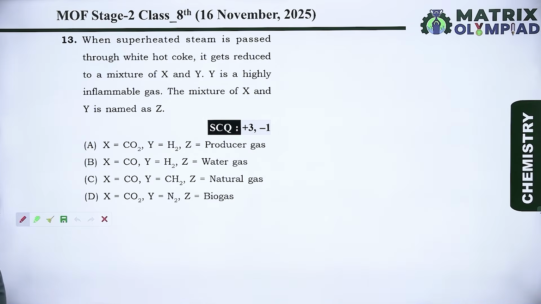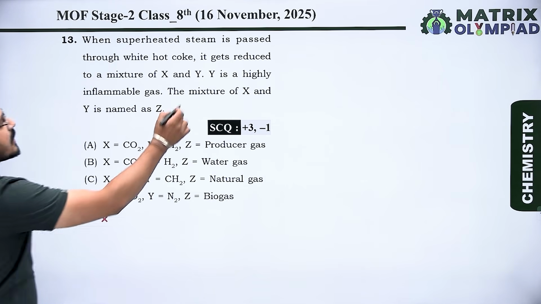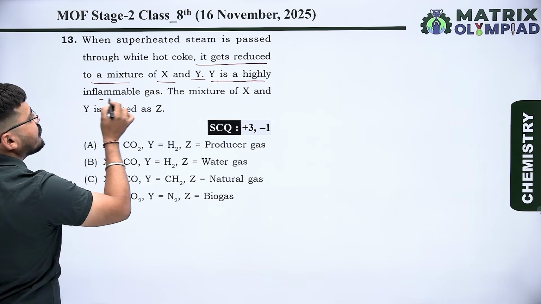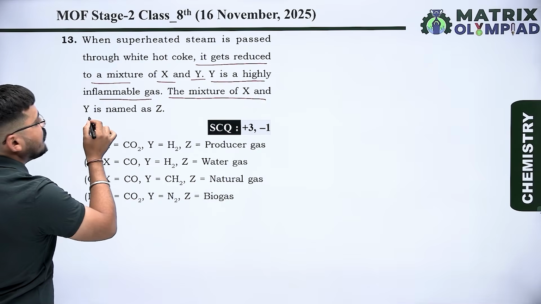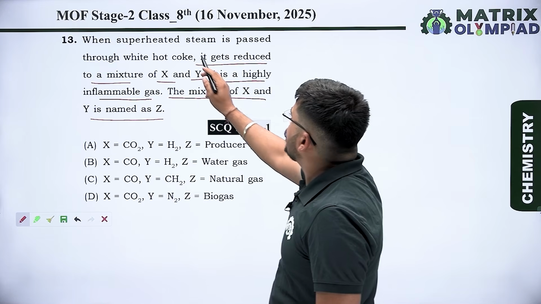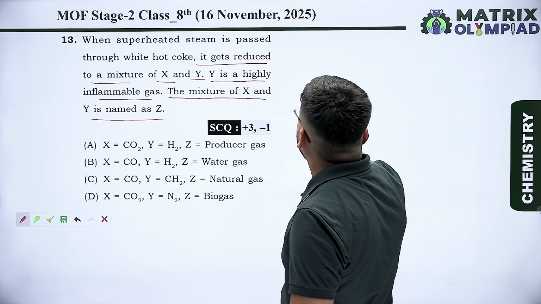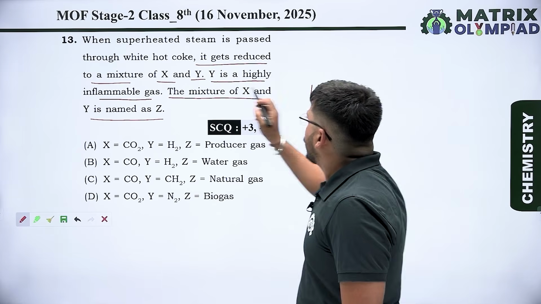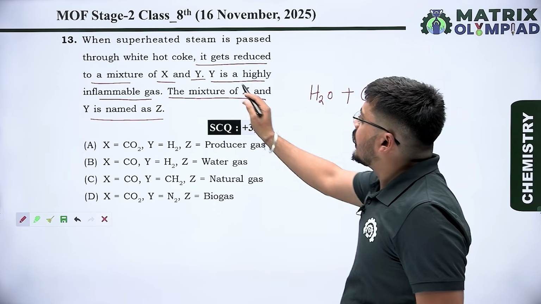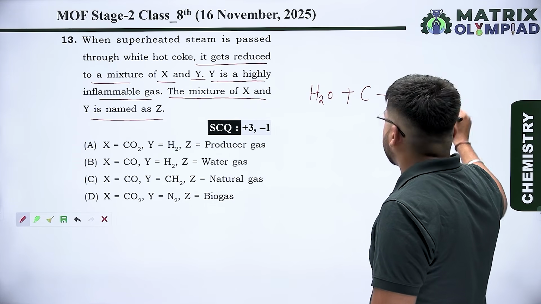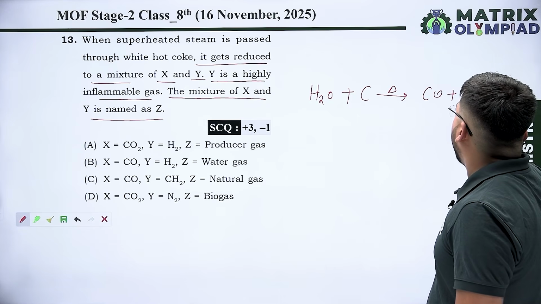In question number 13, when superheated steam is passed through white hot coke, it gets reduced to a mixture of X and Y. Y is a highly inflammable gas. The mixture of X and Y is named as Z. We know very well, superheated steam contains water, and coke contains carbon. When we superheat it, it will form carbon monoxide along with hydrogen gas.